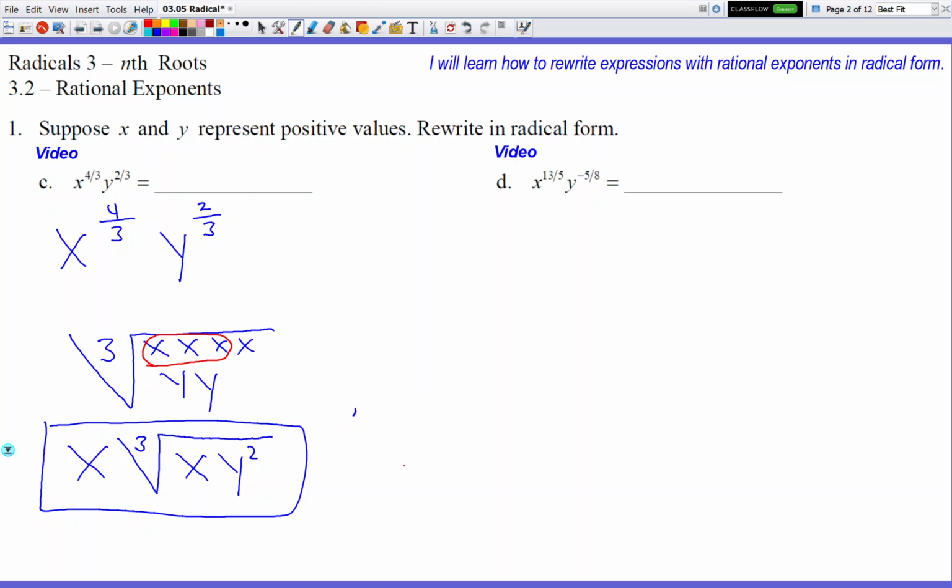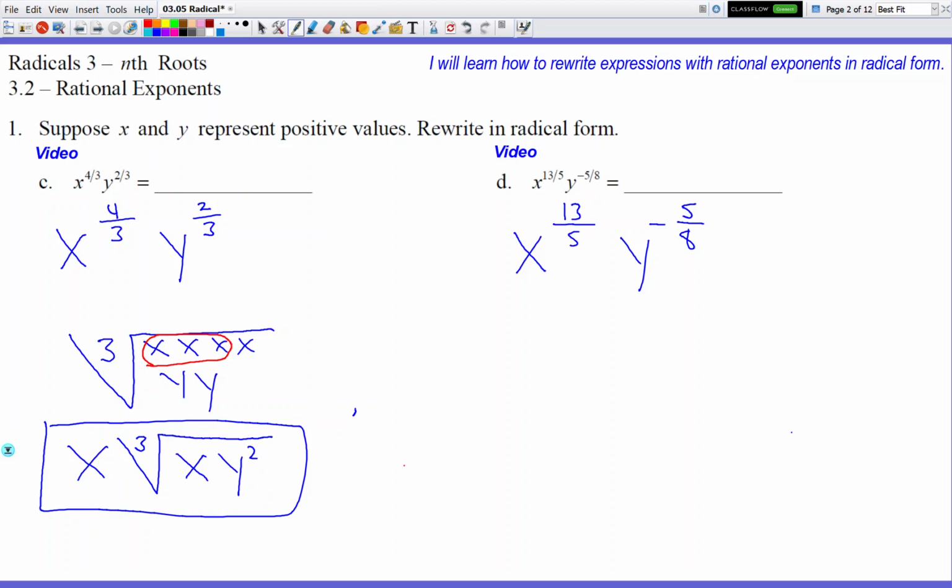So letter D. Let's see what this guy says. It says x to the 13 over 5 power, and it says y to the negative 5/8 power. So that negative is going to tell me to do something right off the bat. Let me make that negative a little bit more obvious, because I put the fraction line and the negative sign too close to each other, so it looks like it's one big line. So make it separate. That negative that is with the negative 5/8 power, he's going to tell me to put the y underneath the x. That's what the negative does.